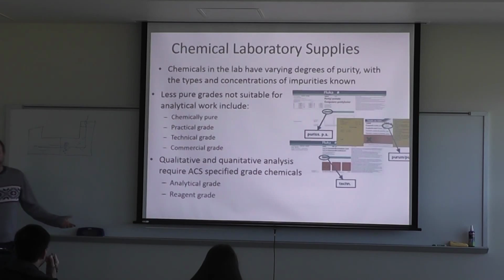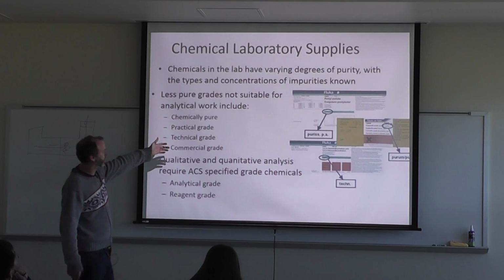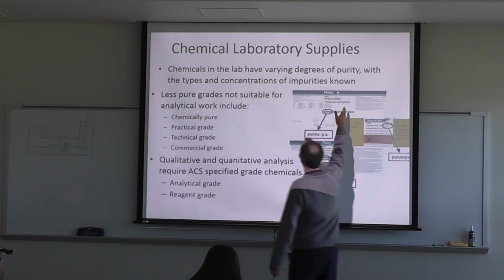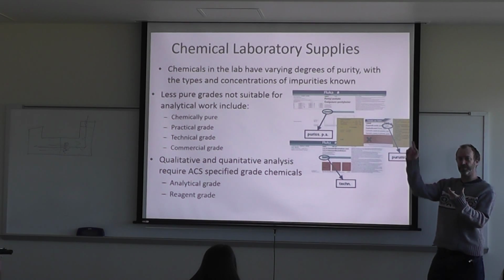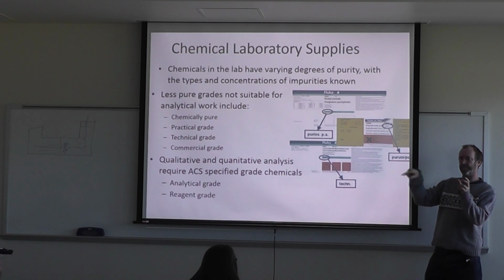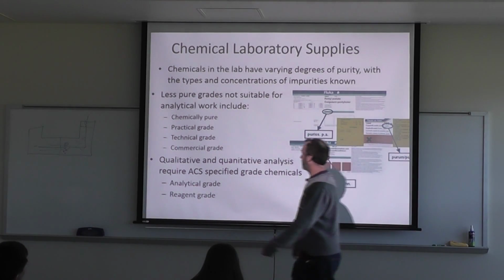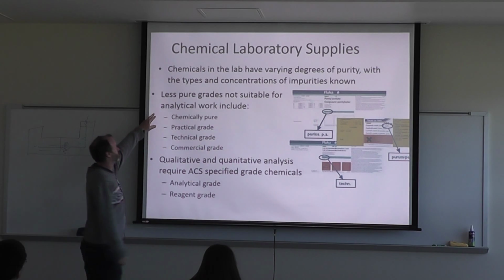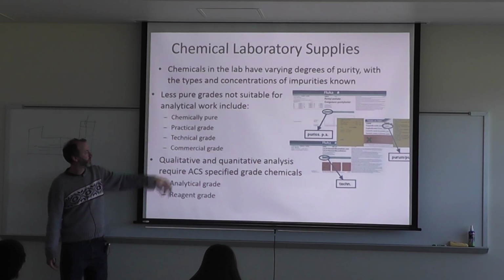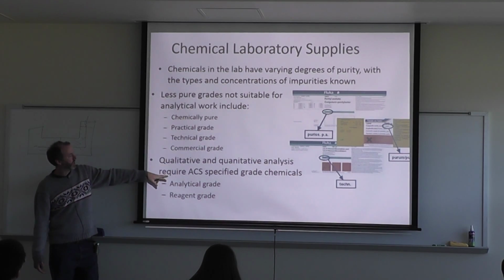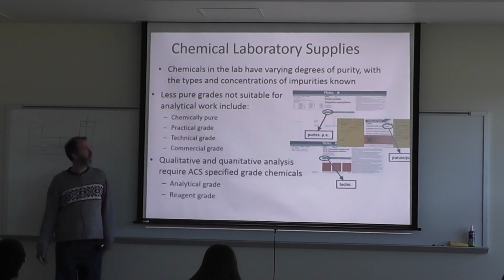So to move on from water, we have other chemical laboratory supplies. And you've seen these, they have these labels. It's going to tell you the purity with the types of concentrations of impurities in them. If you guys have looked at the metals or liquids that we have, it tells you all the different metals that are in there at the tiny percentages or parts per million. Less pure grades are not suitable for analytical work, and they can include chemically pure, practical grade, technical grade, or commercial grade. Qualitative and quantitative analysis requires ACS specified grade chemicals, including analytical grade or reagent grade.